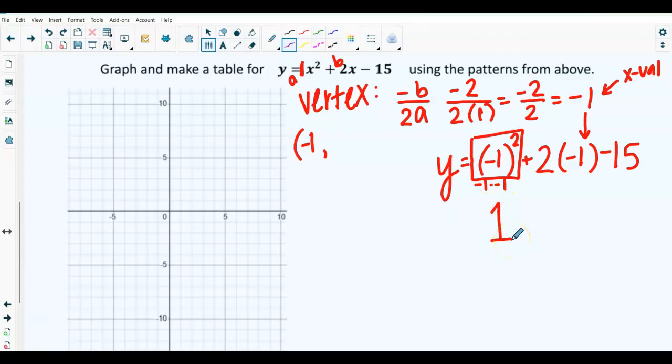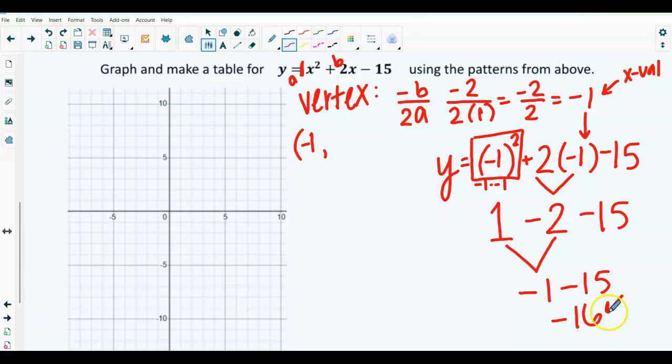A couple of you were putting negative in your virtual day assignment. So remember, anytime you square something, it's positive. Then we can multiply next. And then now we just work left to right. 1 minus 2 will get us negative 1. Minus 15 gets us negative 16. So this is the y value, right? If we bring down our y equals, this is the y value of the vertex. And now we can go ahead and graph that.